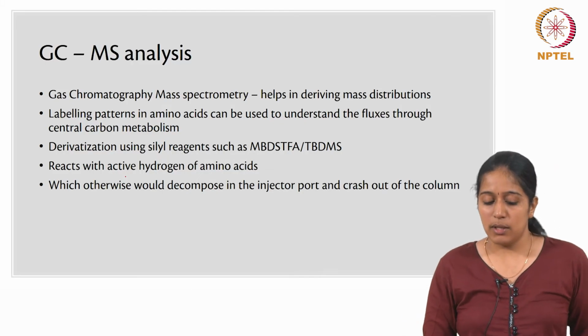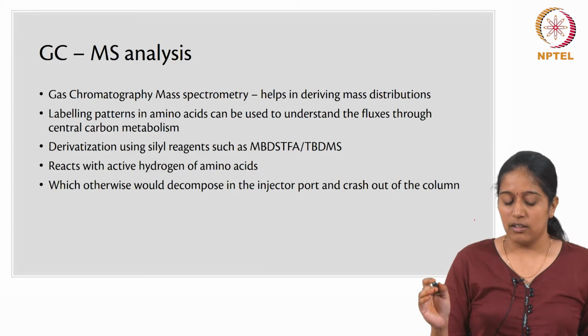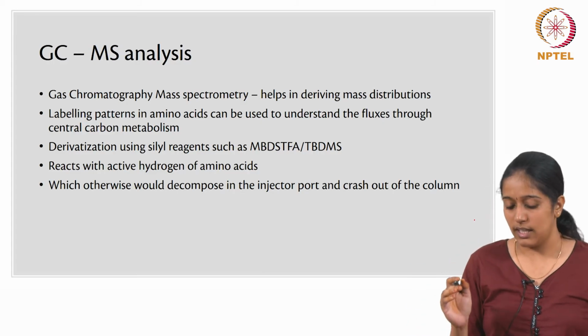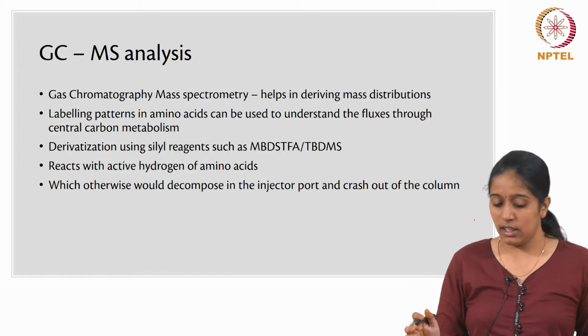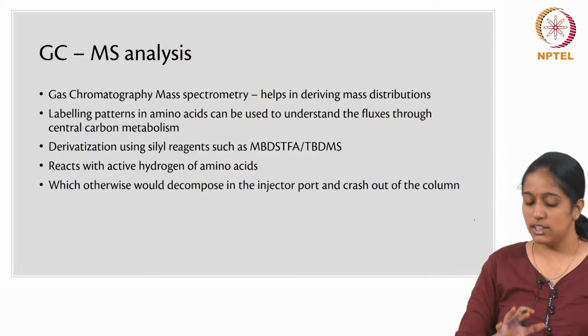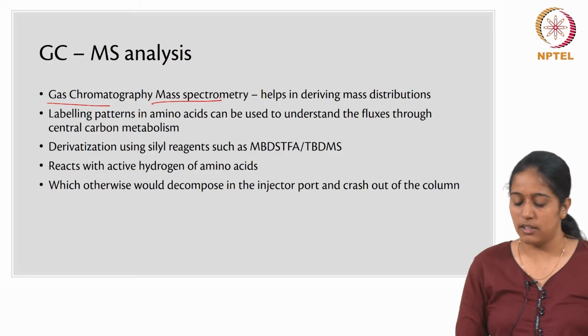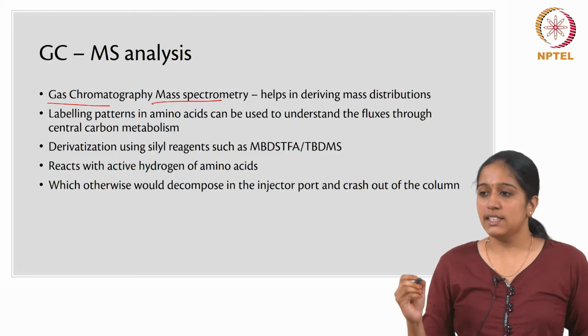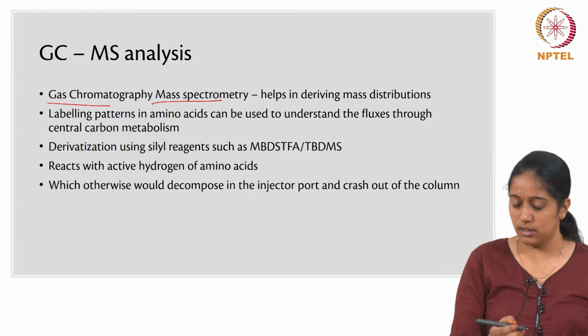Now, talking about the GCMS analysis, which forms the basic part of any metabolic flux analysis. This is basically a technique to identify the mass distributions. GCMS is simply a technique where you have gas chromatography coupled with mass spectrometry, and you analyze the labeling patterns in different amino acids to understand the flux using this particular technique.